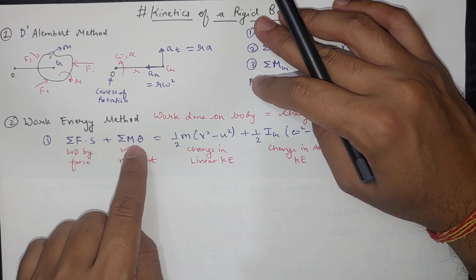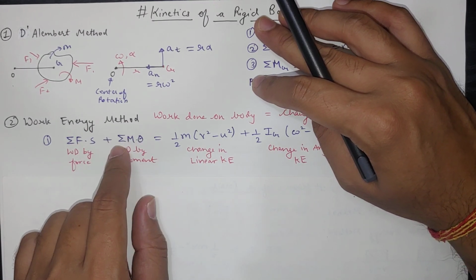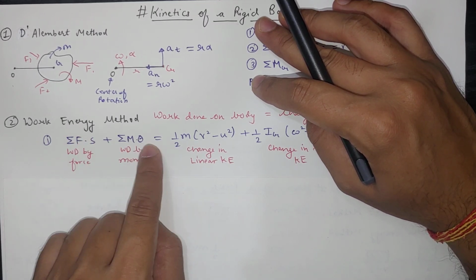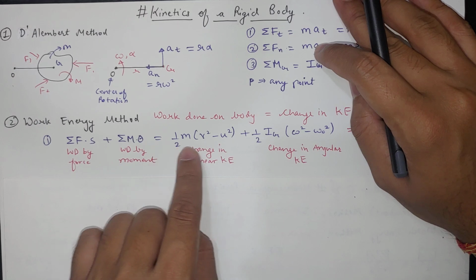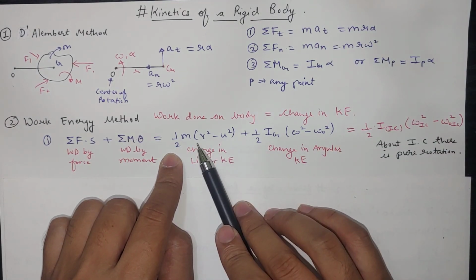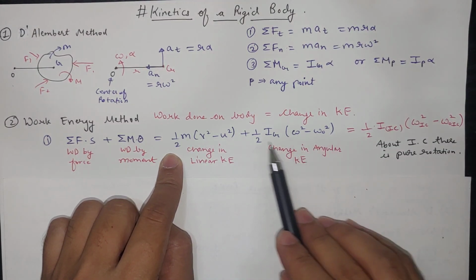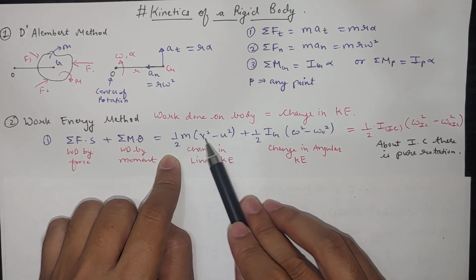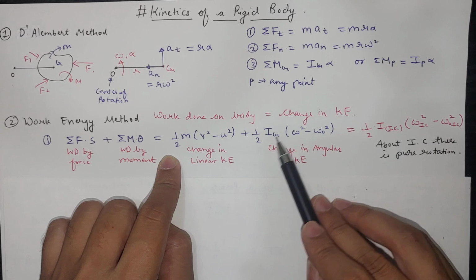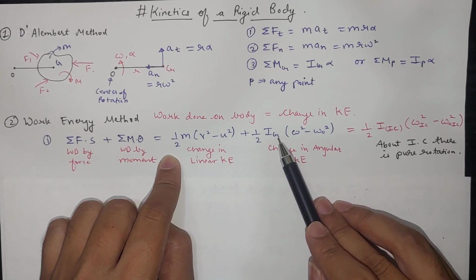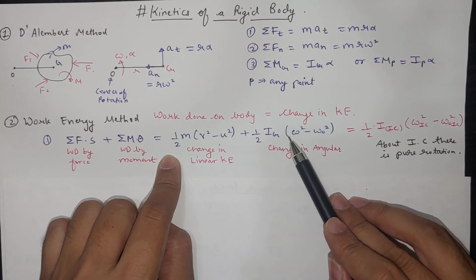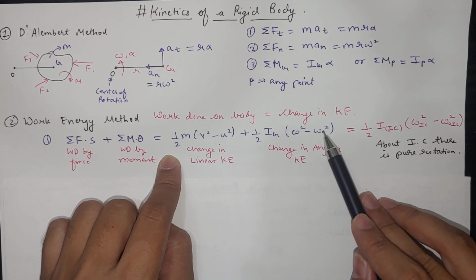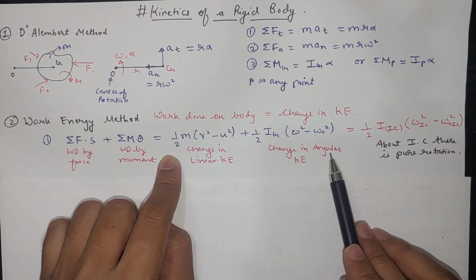You have to cancel all the terms, like if theta is not there, then you can cancel this term. If there is no linear displacement, you can cancel this term. Likewise you have to use it. The change in kinetic energy on the other side will be the linear kinetic energy change and the rotational kinetic energy change. So half m (v squared minus u squared), where v is the final velocity and u is the initial velocity, plus half I_G (omega squared minus omega naught squared), where I_G is the inertia with respect to the G point, meaning center of gravity, omega is the final angular velocity, and omega naught is the initial angular velocity. So that is the change in angular kinetic energy.